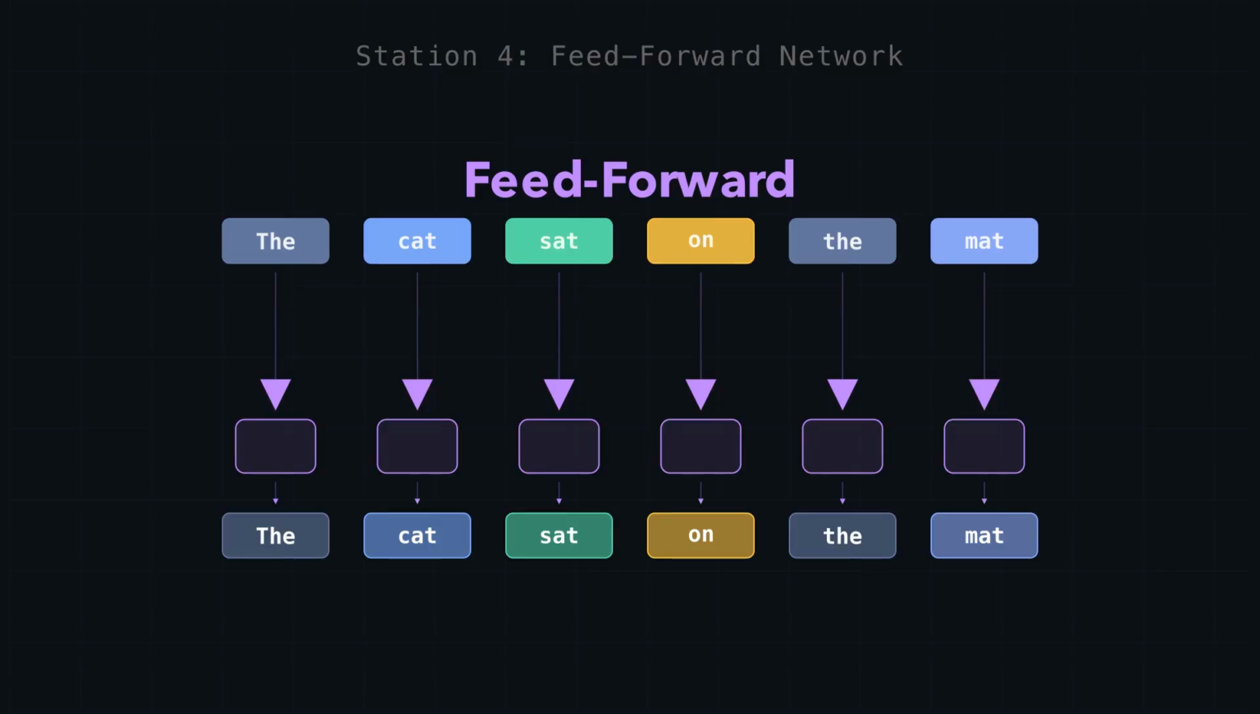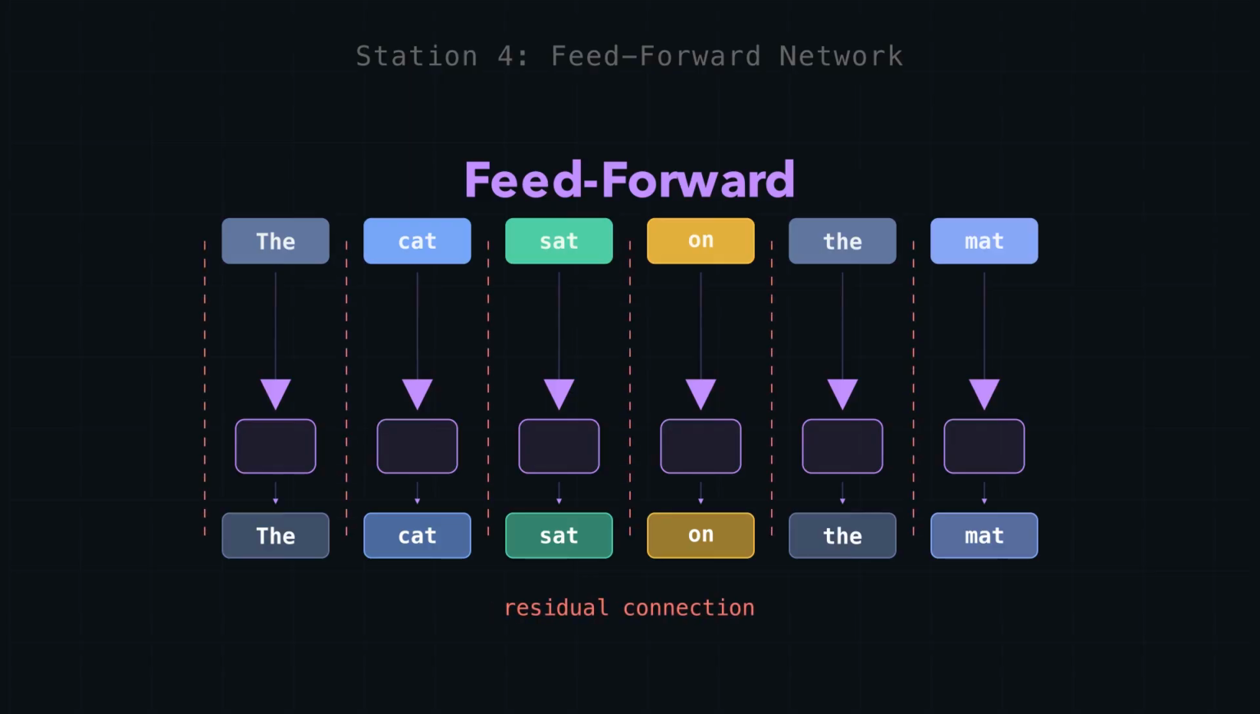And notice this. The factory keeps a copy of each token from before the attention step and adds it back in, like keeping your original notes while updating them. This is called a residual connection, and it prevents information from getting lost along the way.